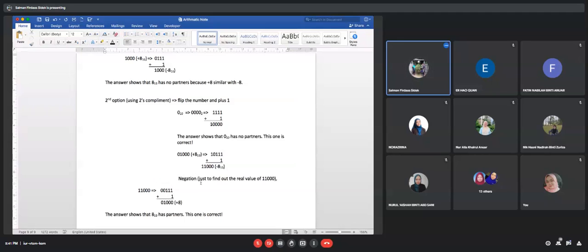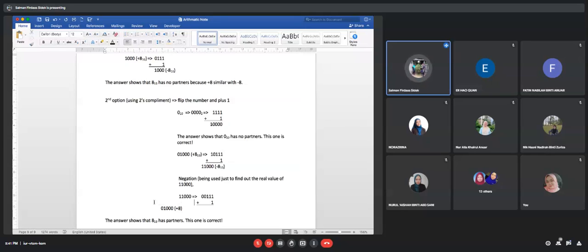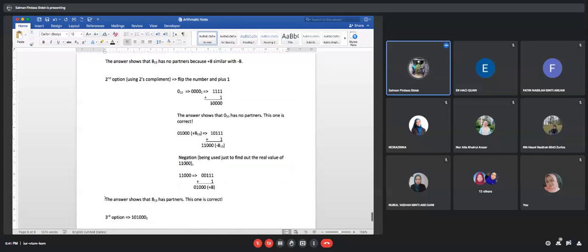Used just to find out the real value of 11000. So this is the technique of negation. It's actually similar. Negation and two's complement are similar techniques, only the name is different based on the purpose. Okay, so this is the rationale.